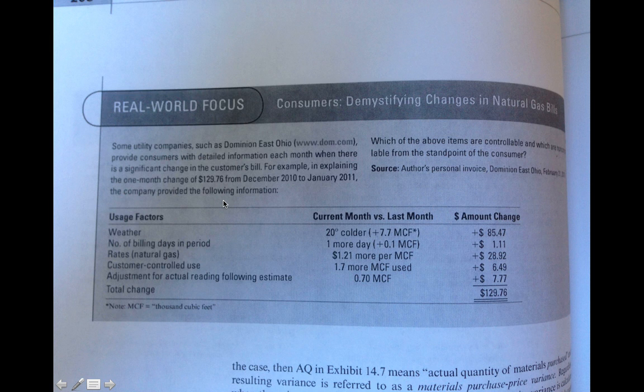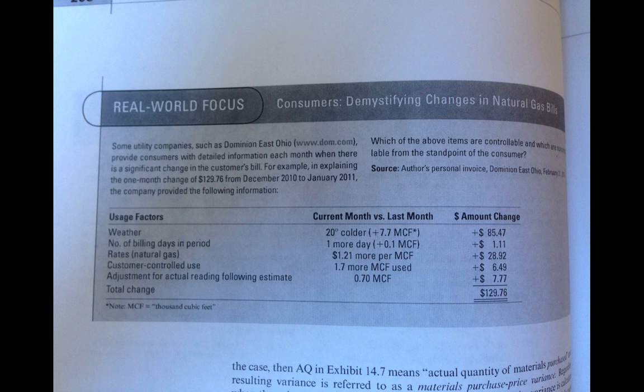Now this is an example of why we're doing all of this and where it's headed. This is showing us, when you get your gas and electricity bill, you see every month is completely different prices. So this shows us why this bill is different from last month. So it's showing us weather. It was 20 degrees colder, so that caused an $85 change in the total bill. Number of billing days in the period. Okay, so it was one more billing day, so that's quantity of days. That cost us $1.11 of usage.